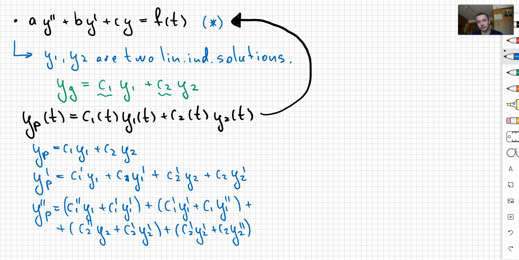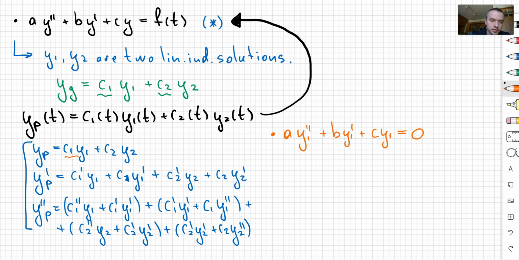Then technically we can take those derivatives and our function and plug them inside our differential equation, but that is going to be really messy. So instead, I'm going to use the fact that if I take, let's say, y1 or y2 and plug it inside my differential equation, I obtain a y1 double prime plus b y1 prime plus c y1. Since they are solutions of the homogeneous part, their sum is going to be equal to 0.